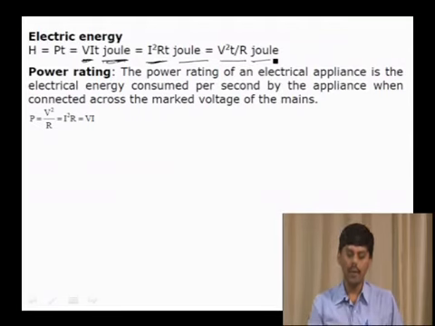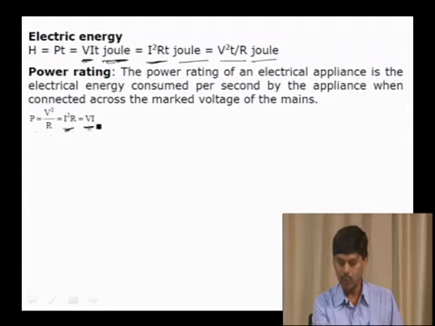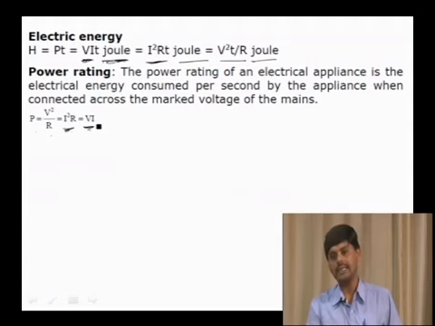See, power rating. In bulbs they give a rating, that is 60 watt 220 volt bulb, which is called the power rating. In such cases we calculate the power of the rated bulb. Power is equal to V square divided by R, in terms of current I square R, and in terms of both voltage and current, P is equal to VI.